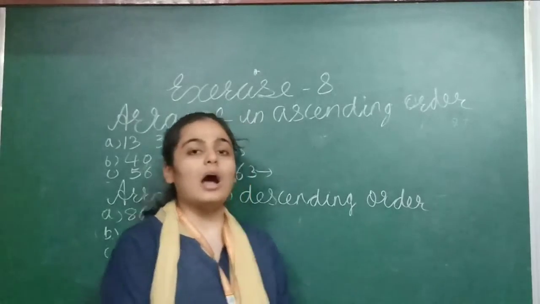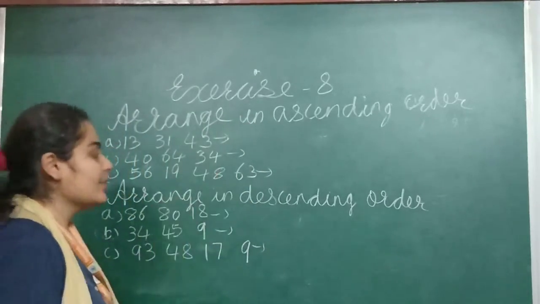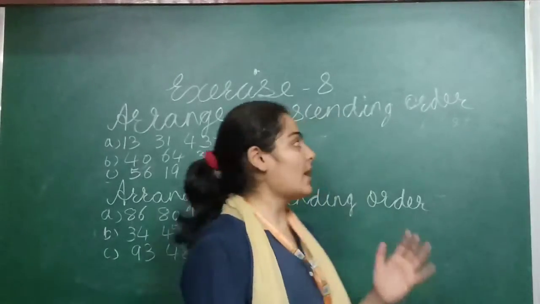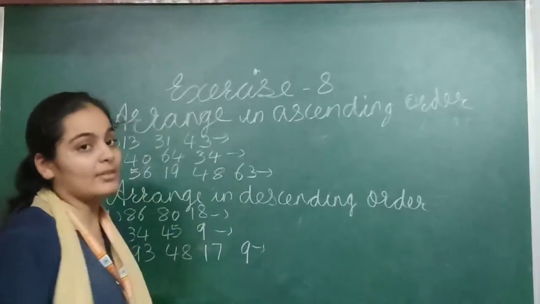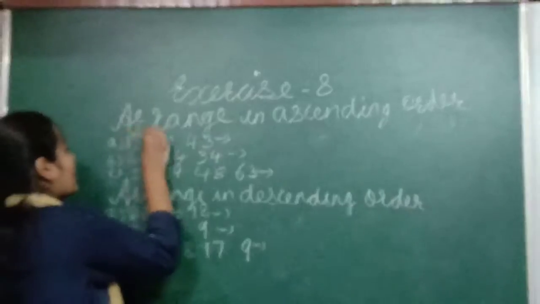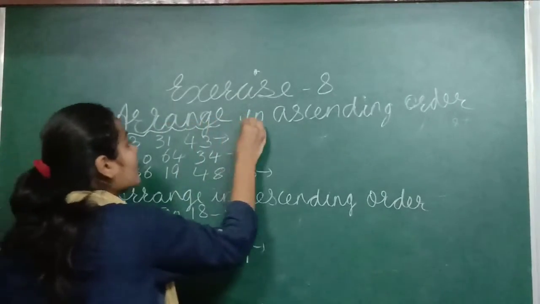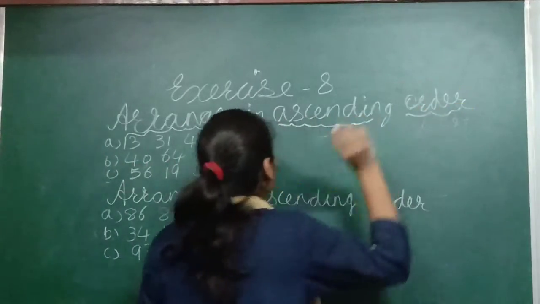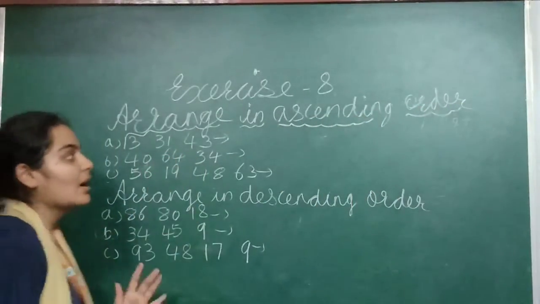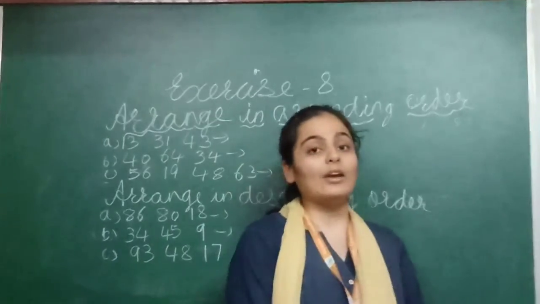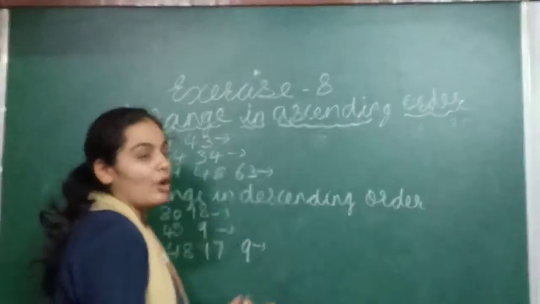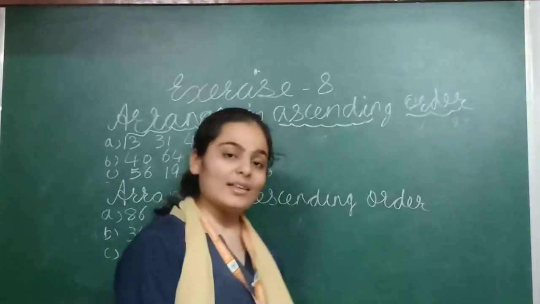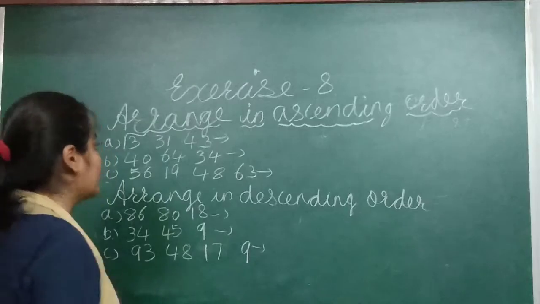Okay students, so now move to exercise 8. Yes. What we learned prior, we learned about ascending and descending order. Now we will do exercise for ascending and descending order. Arrange in ascending order. We have to arrange these numbers in ascending order. What is the meaning of ascending order? From smallest to biggest. From smallest number to biggest number.